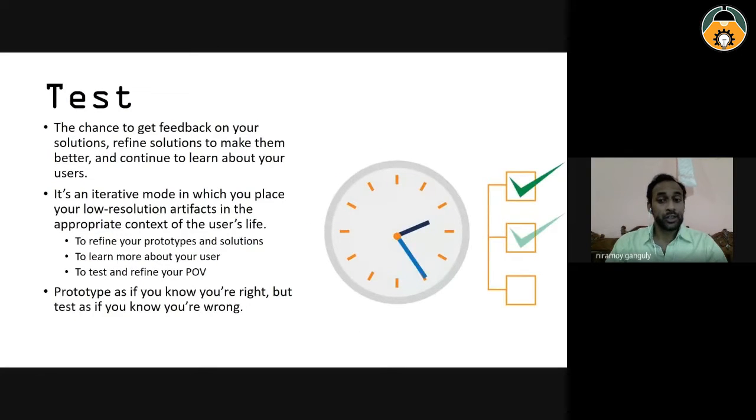So testing is a constant. Testing, as everybody knows, is where you get your feedback on what you have prototyped, of whether what you have defined was correct, whether the solutions you have prototyped are feasible or not, and also whether the point of view that you have created from your empathy, from understanding the user, is accurate or not.